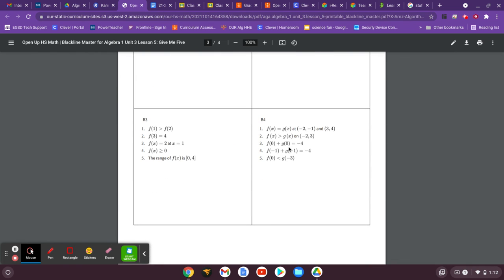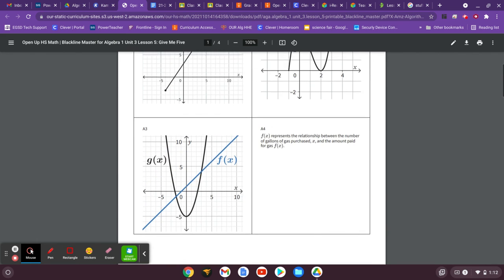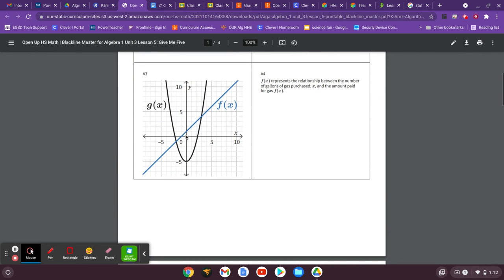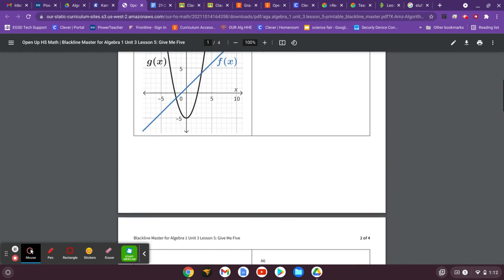f of 0 plus g of 0 is -4, and f of -1 and g of -1 equals -4. So if I add those two coordinates together, I should get -4 twice. So let's see. 0 is 1 plus -5, that is -4. And I have 0 plus -4, that's -4. Perfect. Okay, I think we're good on this.